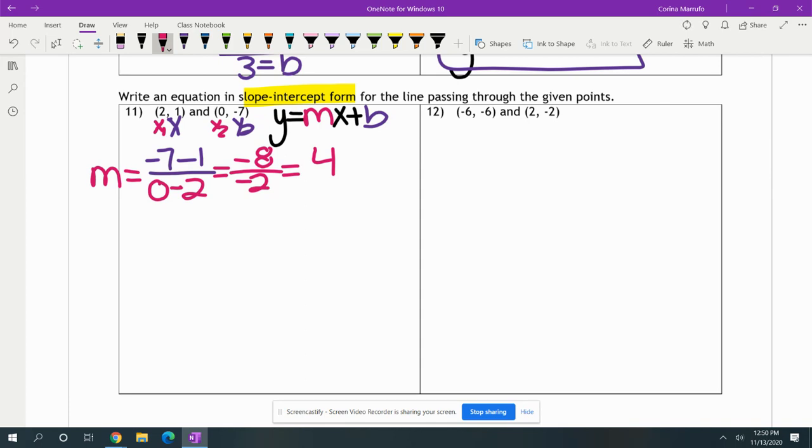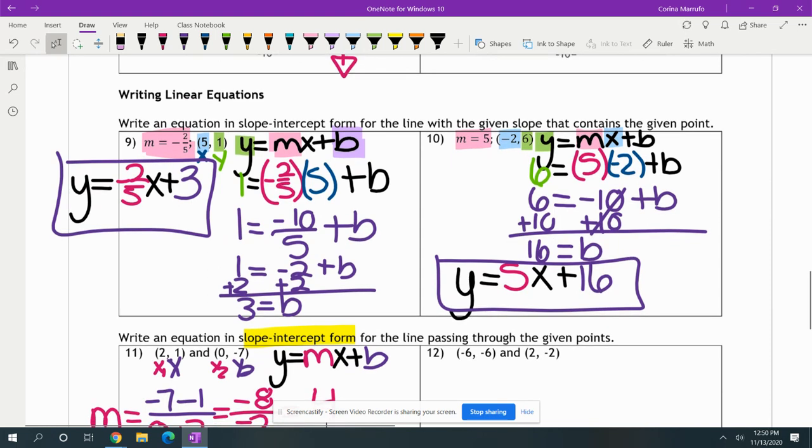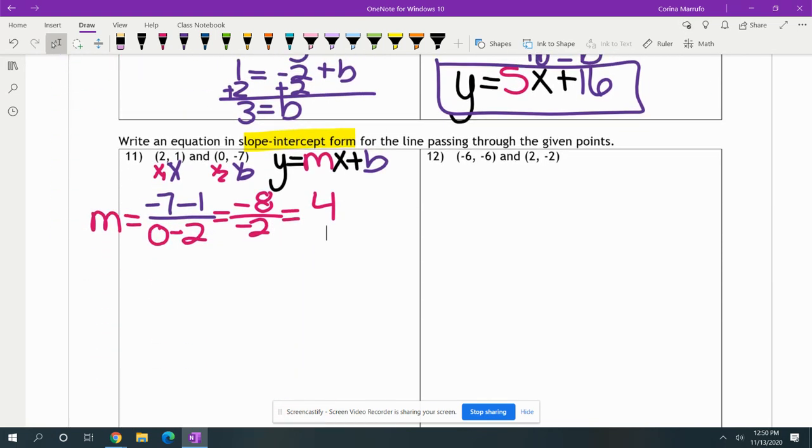Okay, and then we do the exact same thing that we did in these problems. We pick the point, we plug it in, and we also plug in our slope. Now this time though, we can pick whichever point you want to pick. It doesn't matter which one you pick. We can pick the 2, 1 or the 0, -7. I'm going to pick the 0, -7. So I'm going to go ahead and plug it into this equation here.